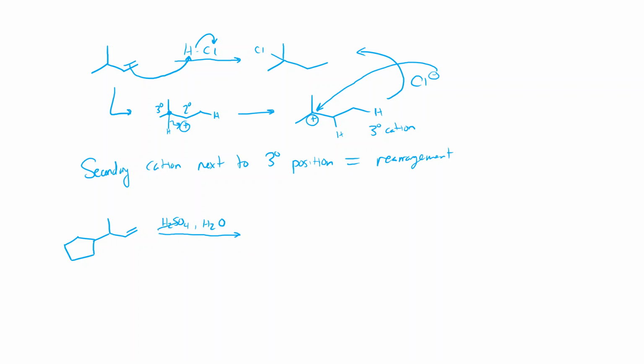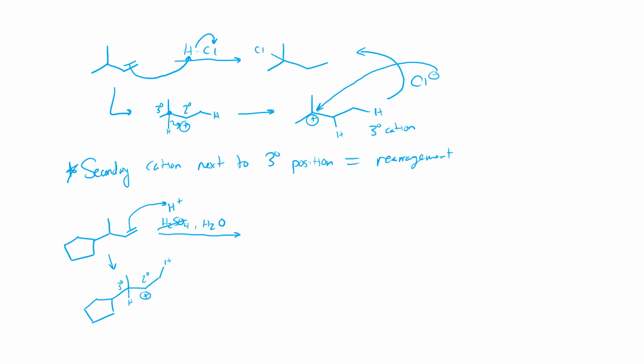All right, so first things first, we're going to make this H plus. The pi bond attacks the H plus. We generate our carbocation. Again, our choices are a primary position or a secondary position, and we're going to choose to put the carbocation at the secondary position. When we do that, there's a tertiary position right next door. So once again, we have a secondary cation next to a tertiary position. That means rearrangement.